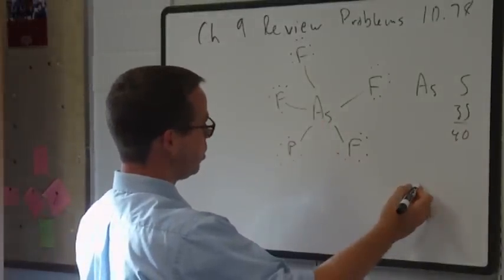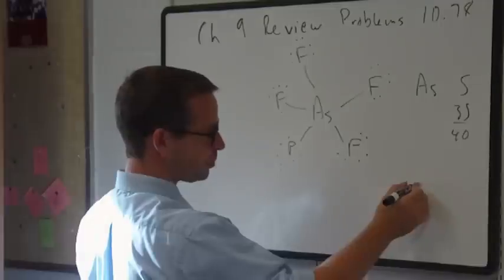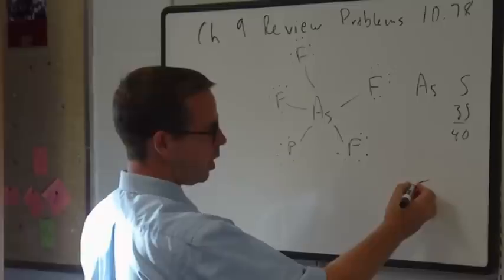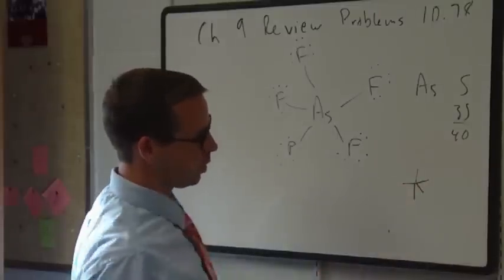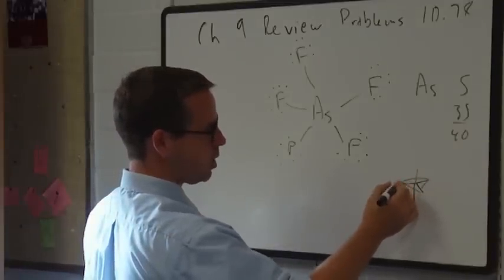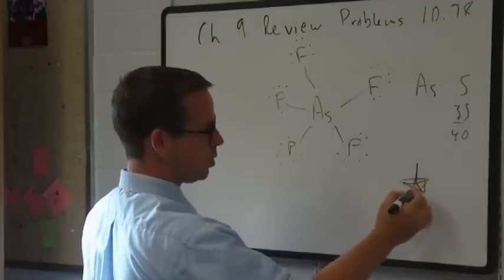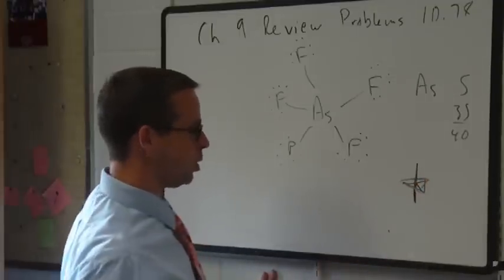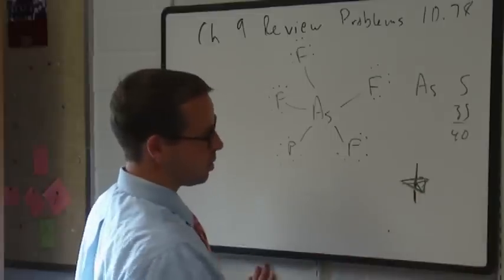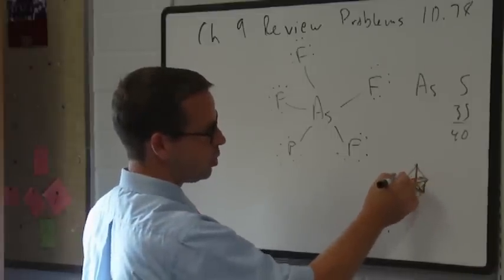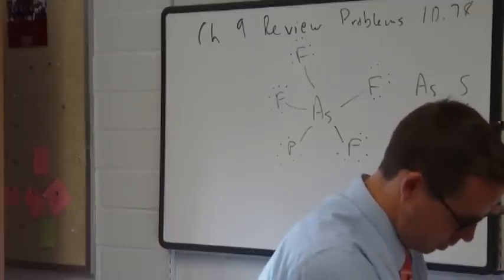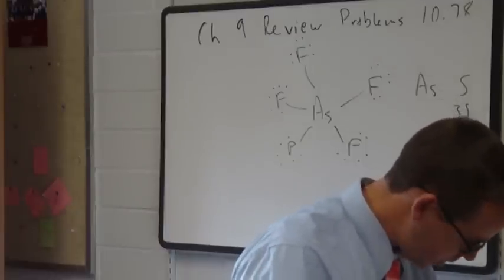And where are those 5 groups going to be? Well, we're going to have 1, 2, 3 equatorial and 4, 5, 2 axial, right? So this shape here: 3 equatorial and 2 axial, one up top and one coming out down below. This is called trigonal because it has a triangular base, and there are 2 pyramids. So it's trigonal bipyramidal. Alright, so that's 1078B, trigonal bipyramidal.